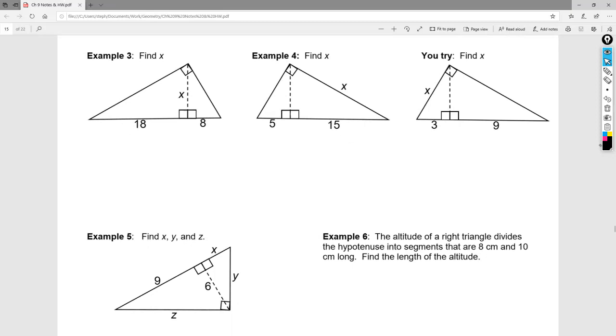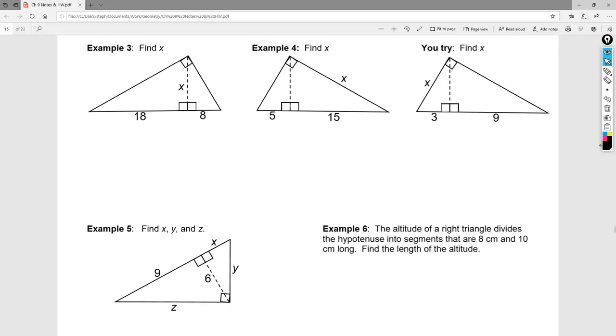All right, so let's use this in a few examples. First example, they want us to find x, which is our altitude. So we just need to set up our proportion using our corollaries that we just learned about. I have my segments here, 18 and 8, which make up my hypotenuse. So that means 18 is to x as x is to 8. Solving for this, we're just finding the geometric mean essentially. So x squared is going to be 144, so x is 12.